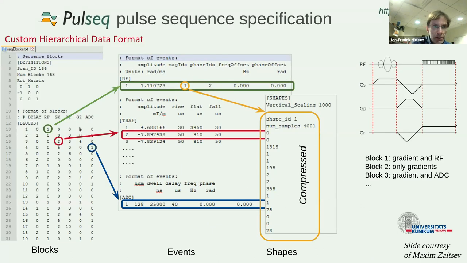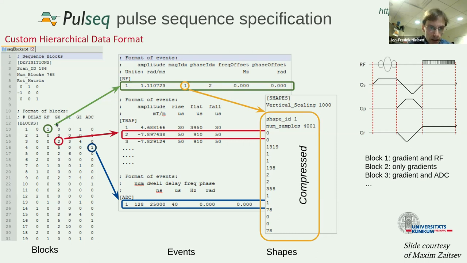The Pulseq file format is essentially a list of blocks, and this is executed in sequential order. This is a human readable file format. For example, in block one, it says that we do not have a delay event. We do have an RF event, and that event is then listed in the RF event section, where there's more information about the shape of the RF pulse, the frequency and phase, and so forth.